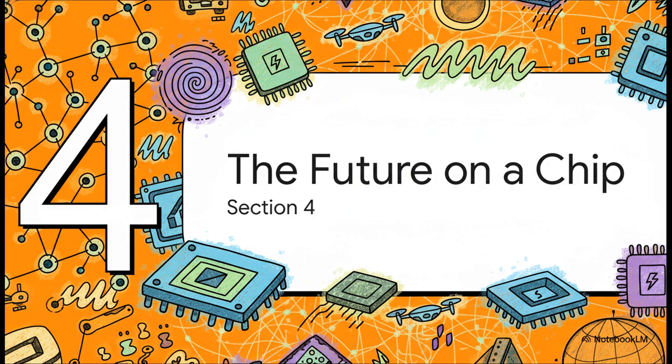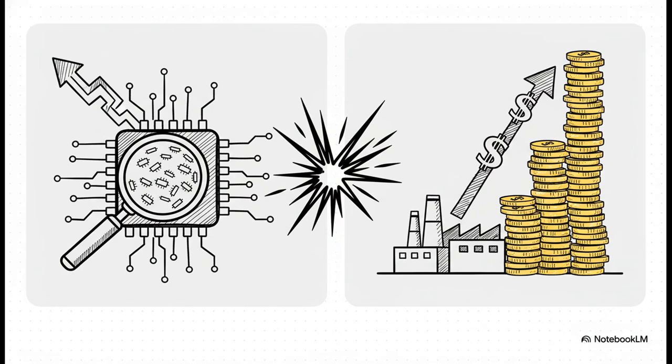But what about the future? For our last section, let's look at two huge forces that are shaping the future of every single component we just talked about. It all boils down to this epic battle between two laws. On one side, you've got Moore's law. This basically says that the power of computer chips, the number of transistors we can cram on there, doubles roughly every 2 years. More power, same amount of space.